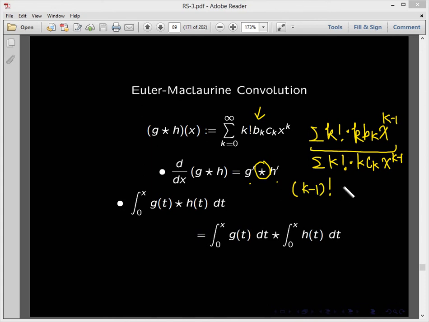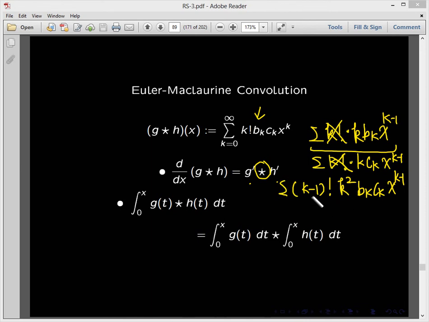And I was wrong about this. There's no k factorial. So I'm going to cross that out because it is only bk, k, and ck, x to the k, so there's no k factorial. So if you multiply that, you have a k squared and bk and ck and x to the k minus 1. That's how it's going to work out.